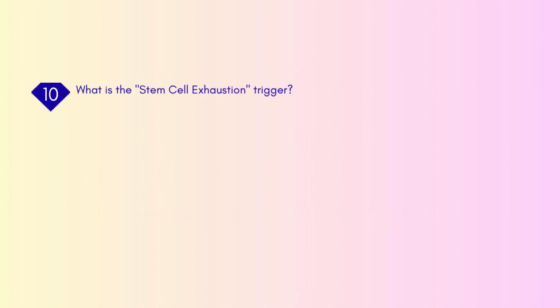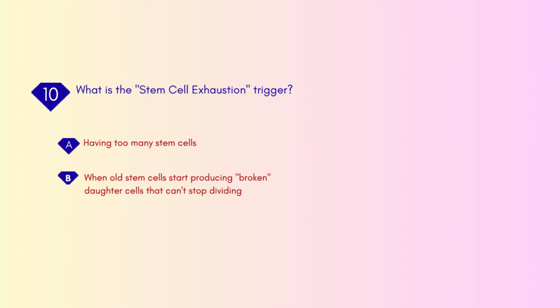What is the stem cell exhaustion trigger? A. Having too many stem cells. B. When old stem cells start producing broken daughter cells that can't stop dividing.